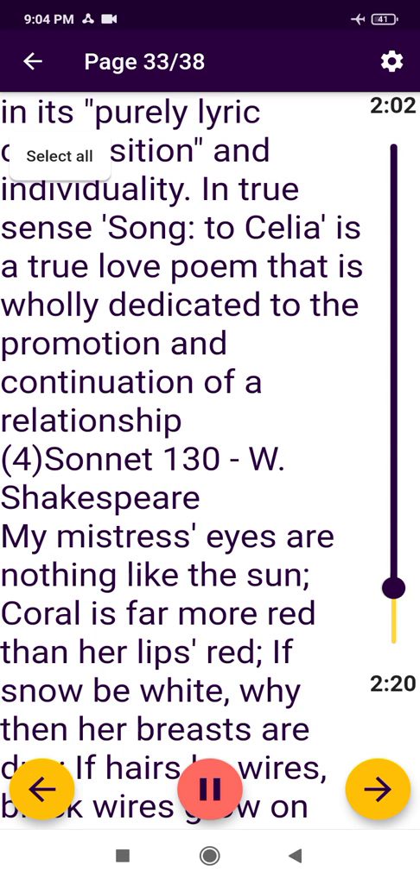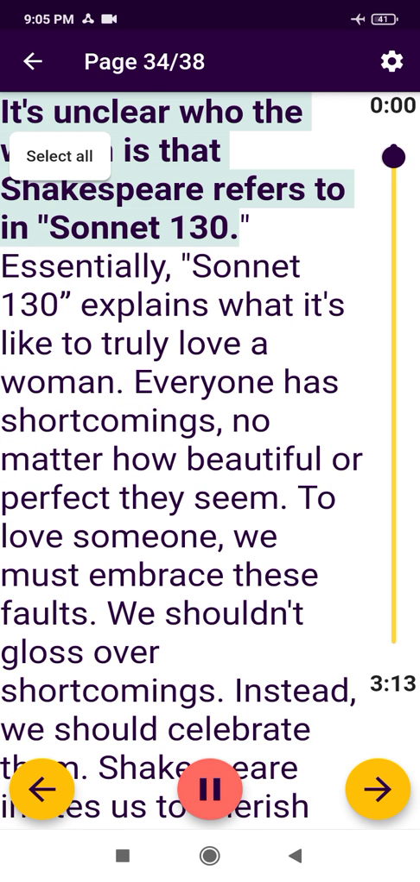Sonnet 130 has 14 lines. There are 3 quatrains, or stanzas, comprised of 4 lines each. The 2 final lines draw the sonnet to its conclusion. As should be expected of Elizabethan sonnets, Sonnet 130 makes use of iambic pentameter. It's unclear who the woman is that Shakespeare refers to in Sonnet 130.